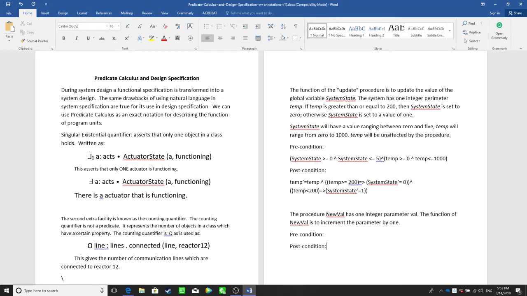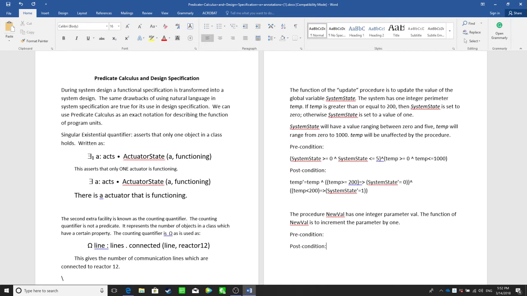Before the execution, what should we make sure? It's something about val before the execution. Can val be a real number? Can val be a float number? It's an integer, so it cannot be a float number. It should be an integer, right? So the precondition is something about val. The val should be an integer.